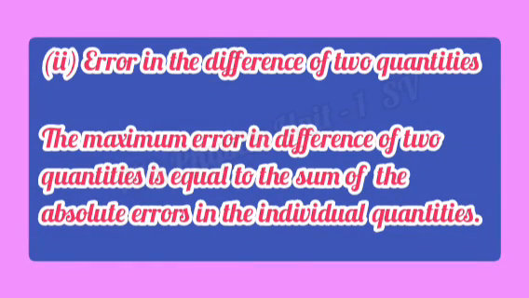Second one, error in the difference of two quantities. The result is that the maximum error in the difference of two quantities is equal to the sum of the absolute errors in the individual quantities.